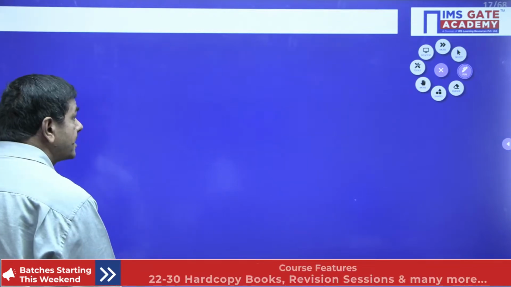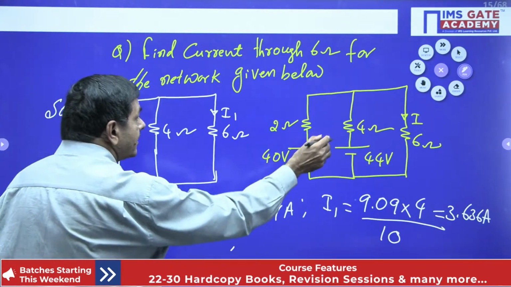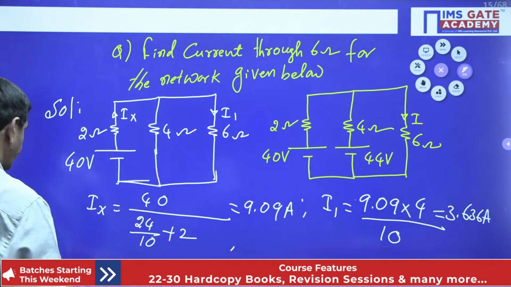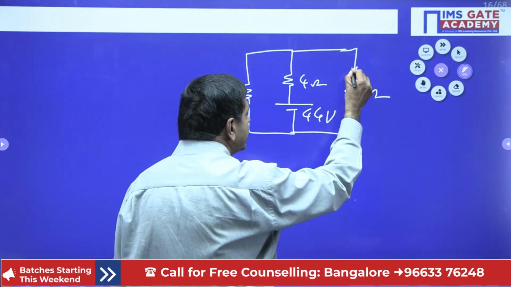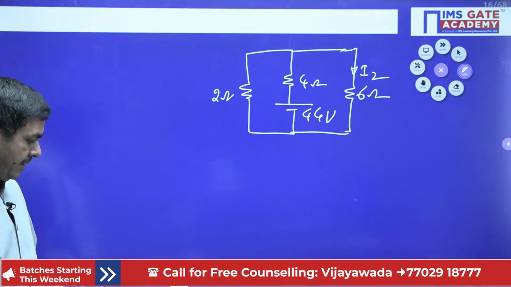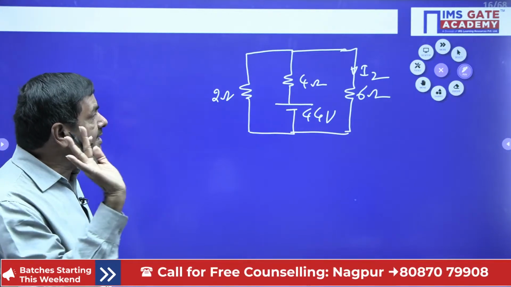Which current are we in need of? Which current is required? Across 6 ohms I want this current, which is I2 only. I want this I2. Is the circuit correct or not? Let me check: 2 ohms, 4 ohms, 44 volts and 6 ohms, correct.